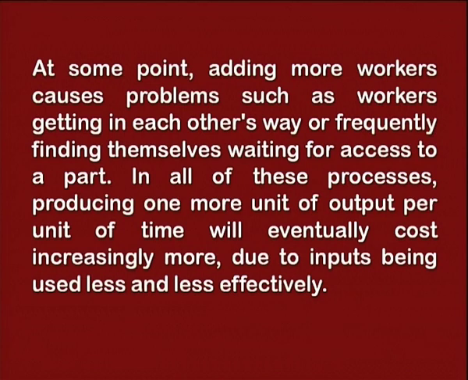A common example is adding more workers to a job such as assembling a car on a factory floor. At some point, adding more workers causes problems, such as workers getting in each other's way or frequently finding themselves waiting for access to a part. In all of these processes, producing one more unit of output per unit of time will eventually cost increasingly more, due to inputs being used less and less effectively.